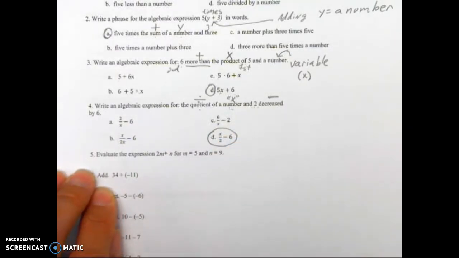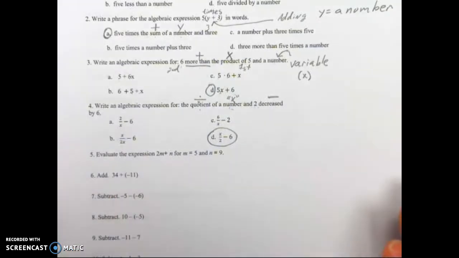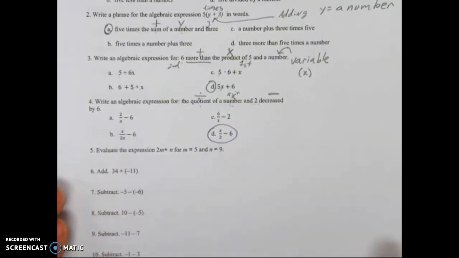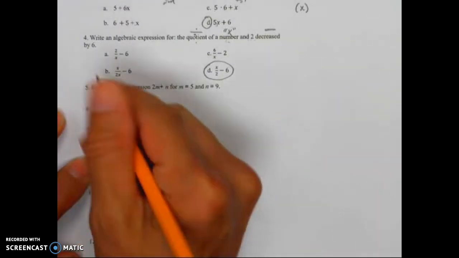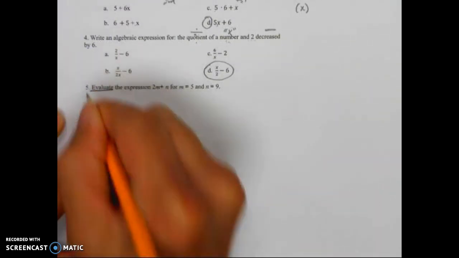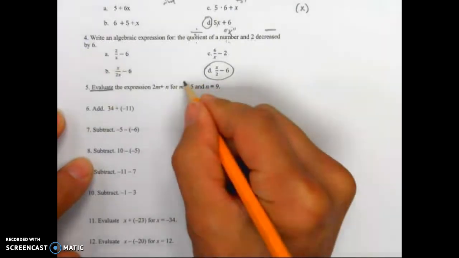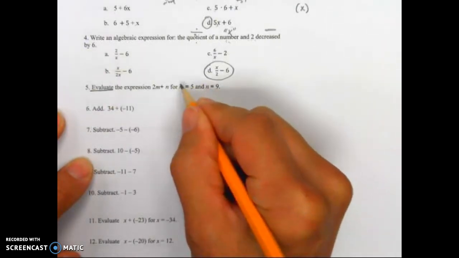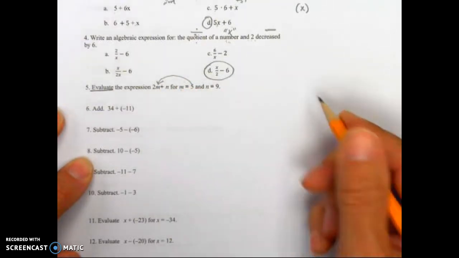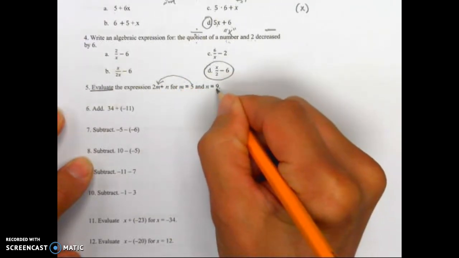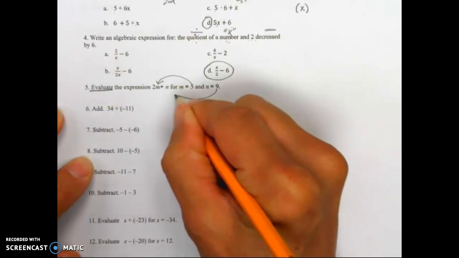Decreased, which means take away by 6. Okay. All right. Then we jump down to 5. So evaluate means substitute. So what am I going to do? I'm going to take the 5, which stands for the letter M, and put that 5 right there. I'm going to put the 9 for the letter N.